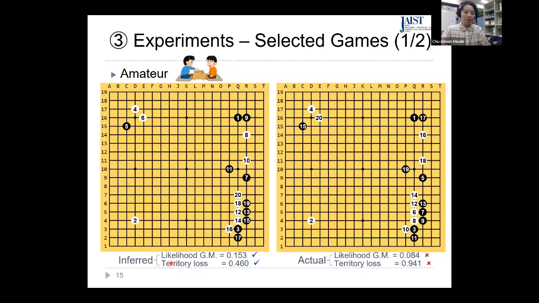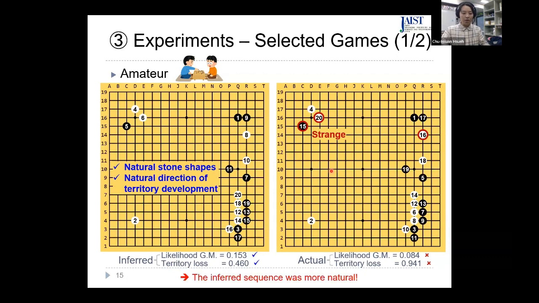Then how about the experts' comments? For the move sequence on the left, the experts comment that the overall stone shape and the direction of territory development is more natural. On the contrary, in the actual game played by amateurs, the 15th, 16th, and 20th moves look strange. So in this case, the inferred sequence was indeed more natural and better than the actual sequence.